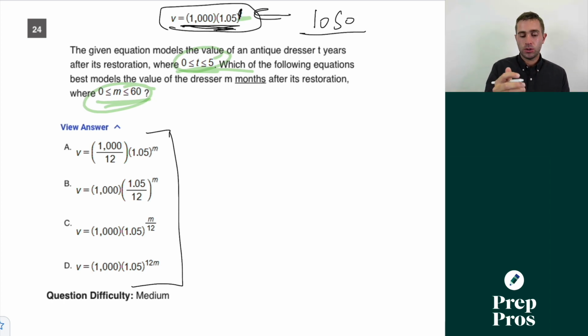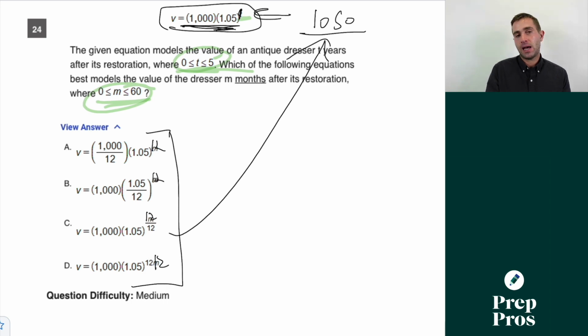1 year is equal to 12 months. So I can now approach each of these answer choices by saying, if I put 12 in for m, I should be getting the exact same output of 1,050. And what I can see here is C is going to do the exact same thing, because after 12 months, I'm simply going to get a 5% increase. The exact same way up here, after 1 year, which is the same as 12 months, I get a 5% increase, and that's how I can see that C is my right answer there.